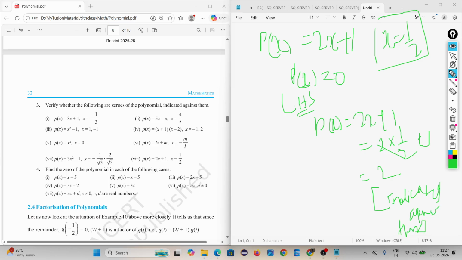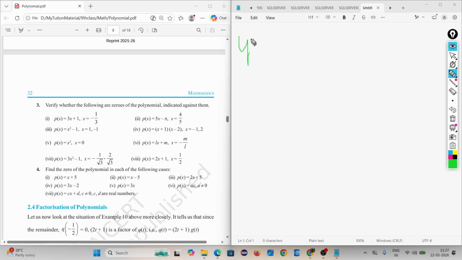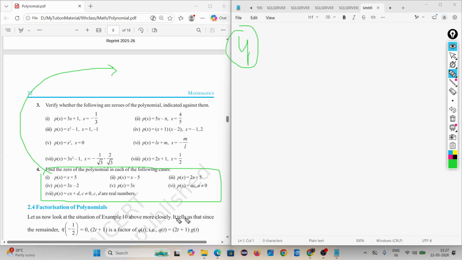But question number 4 is very important. Here you have to find zeros. Look, all these polynomials are of which type? Linear. Linear means how many zeros can we find? One zero.